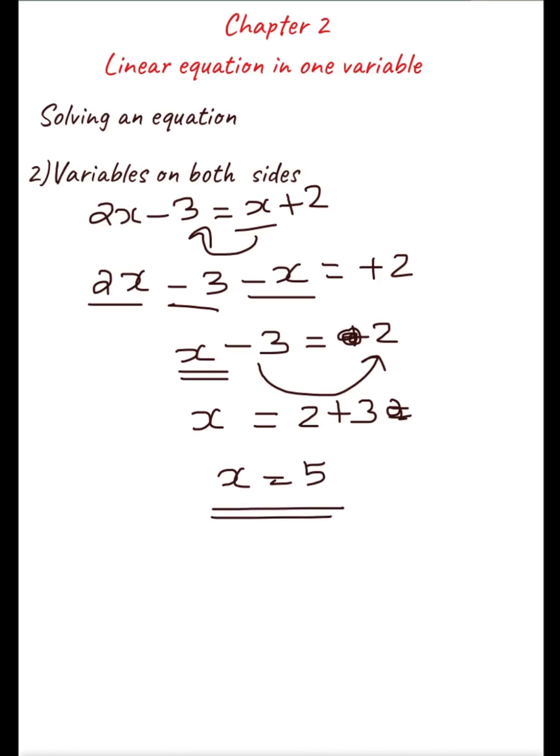So this is the second type of equation, that is, variables on both sides. The steps that you should follow are to take all the variables to one side and put the rest of the things on the other side. In this way you have to solve the equation. Understand? Now let's see the third type.